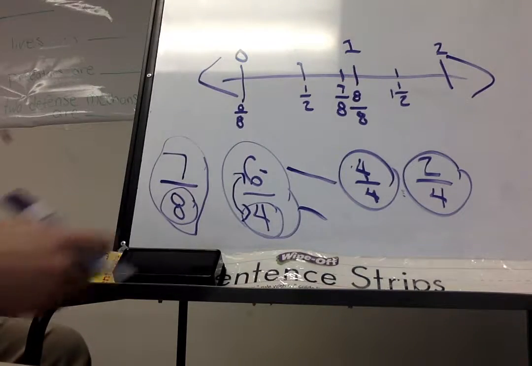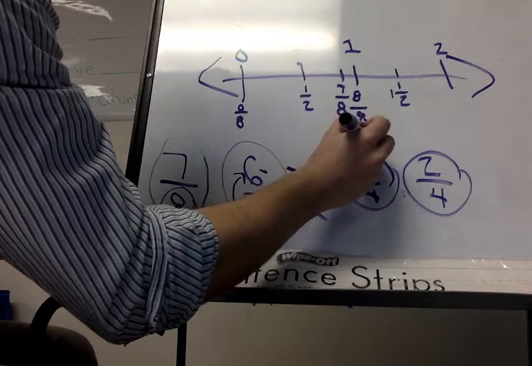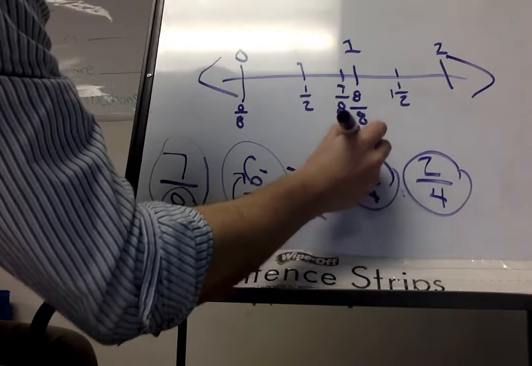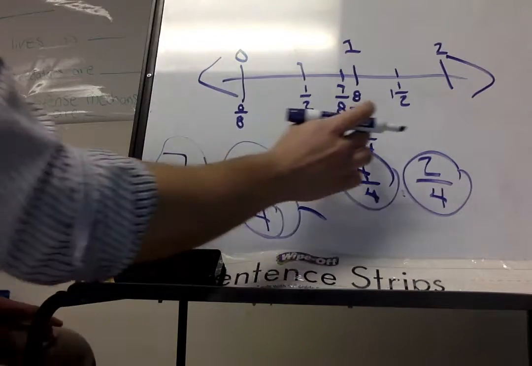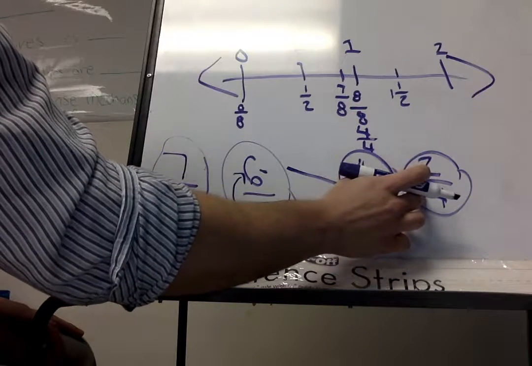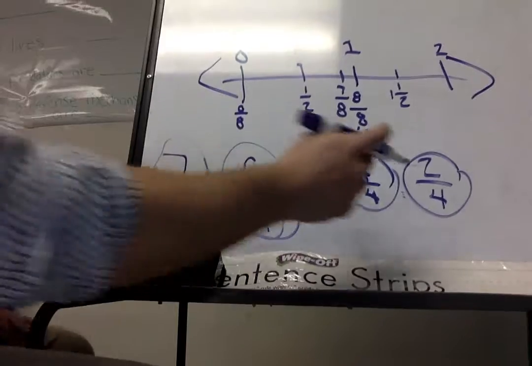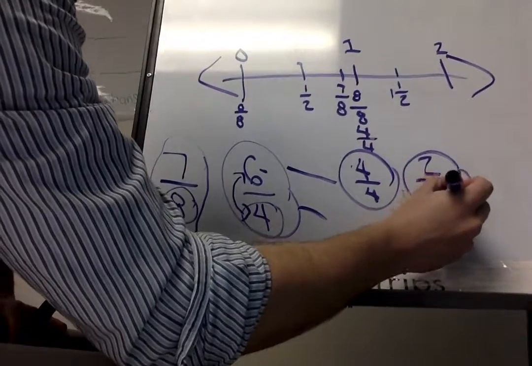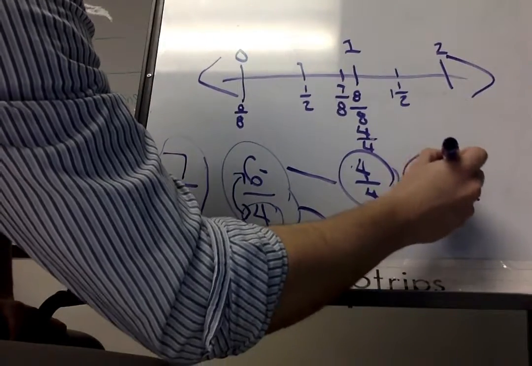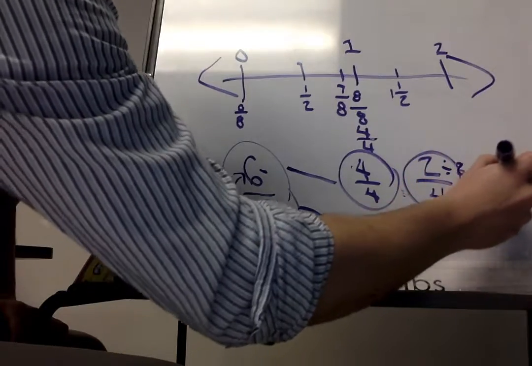I also know that 6/4, well, 4/4 is 1 whole. And I have a little bit larger than 1 whole. I have 4/4 and 2/4. 2/4 I can see is equivalent to 1/2. It's the same as 1/2. If I was going to divide 2/4 by 2, I would get 1/2.